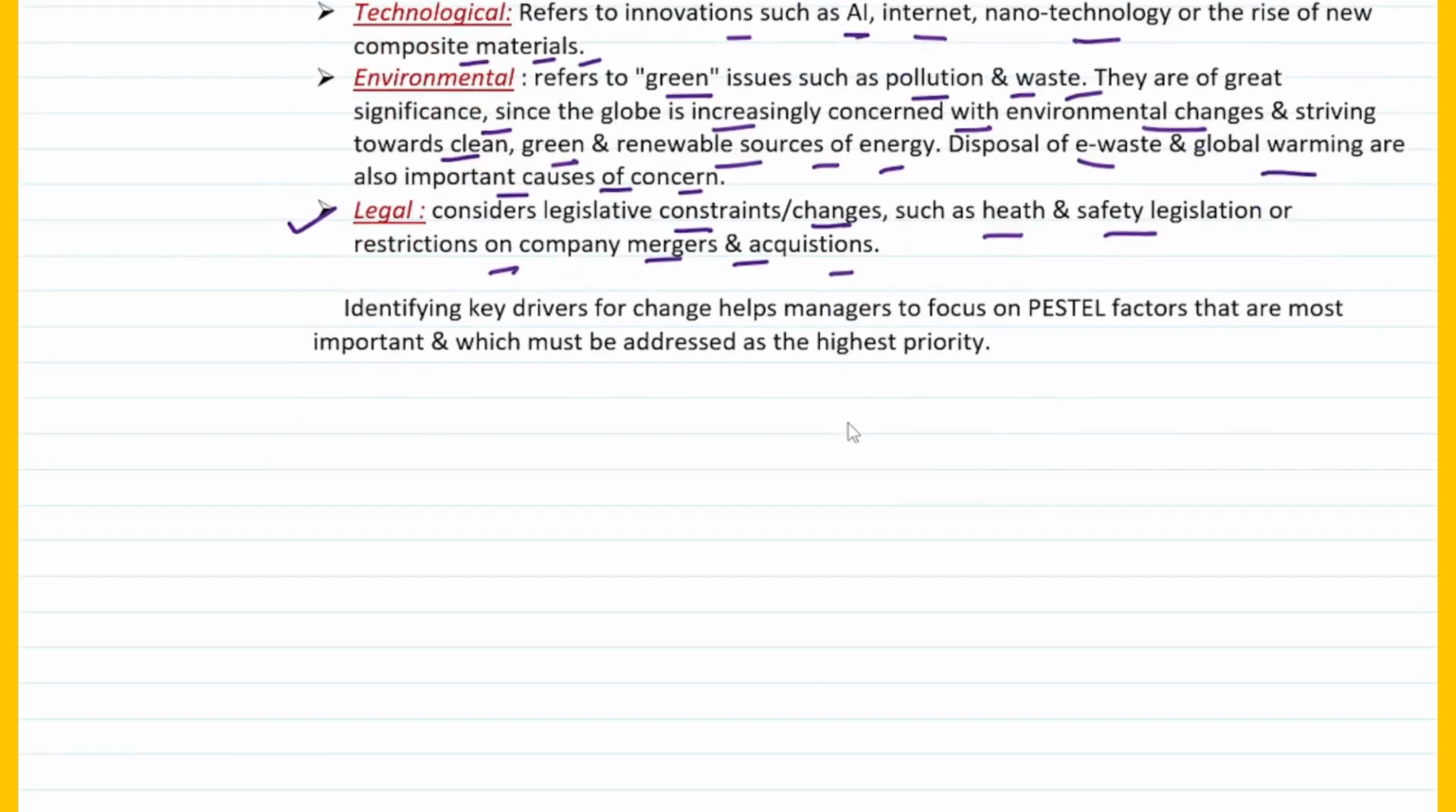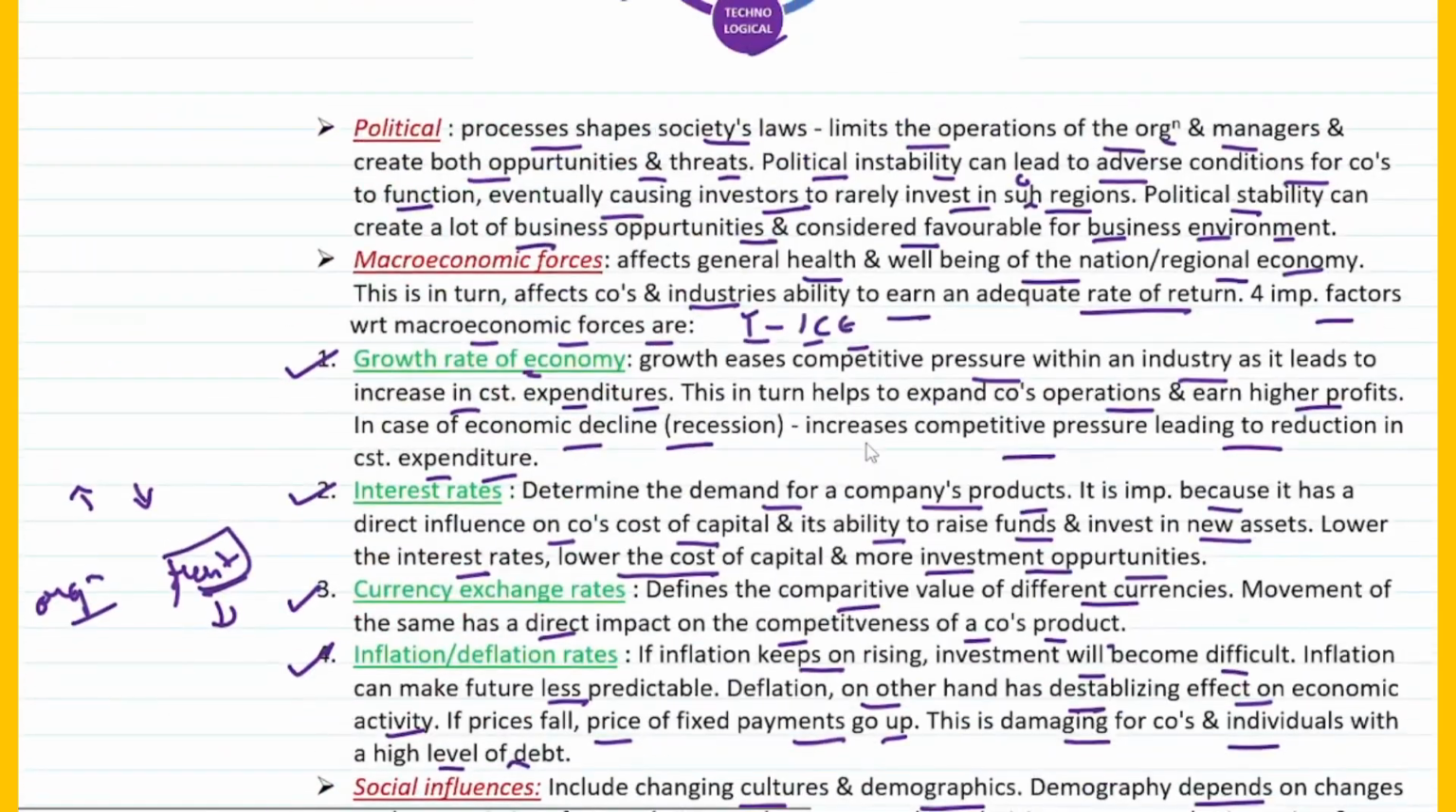And finally the legal is something which considers the legislative constraints or the changes, and this has such as health and safety legislation or restrictions on the company's mergers and acquisitions. Identifying key drivers for change helps managers to focus on PESTEL factors that are most important and which must be addressed as the highest priority. So PESTEL has a lot of relevance when we talk about a company's operations, right?